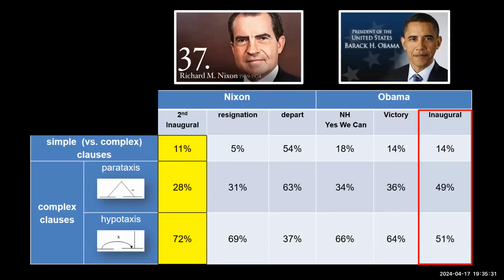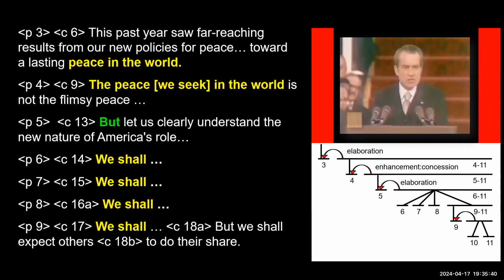So Nixon's second inaugural, 28% paratactic, 72% hypotactic. Very well structured. It had linear thematic progression. It had continuous thematic progression. I'm sorry, I should have pointed the pointer at the screen back there. It had the use of conjunctions. All of these textual devices give a coherent patterning to the text. You could see the architecture of the text.